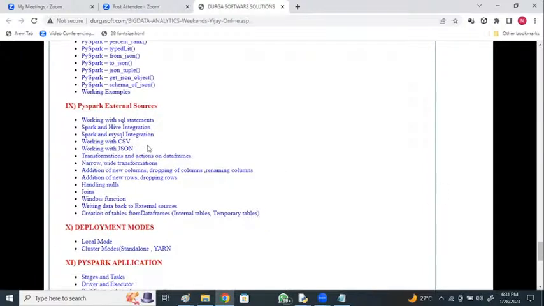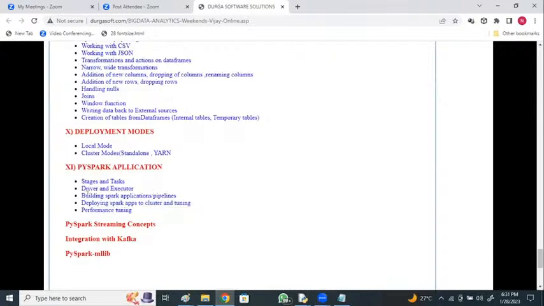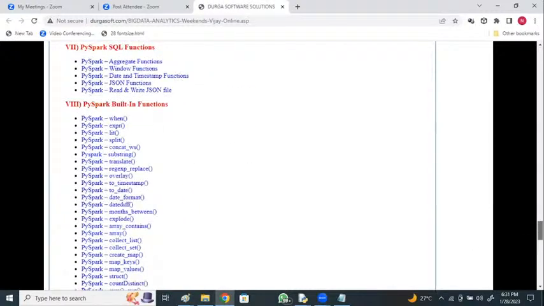And PySpark external sources, working with SQL statements, Hive integration, working with CSV, JSON, transformations and actions on data frames, narrow and wide transformations, handling nulls, writing data back to external sources, deployment modes, local and cluster, PySpark applications, stages and tasks, driver and executor, deploying Spark applications to cluster, streaming integration with Kafka and PySpark, machine learning library, right?